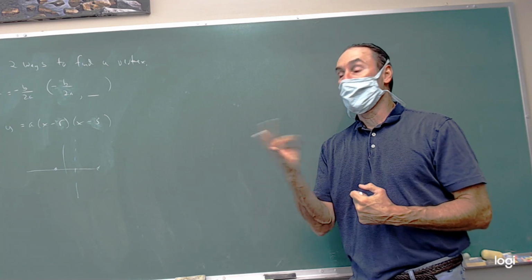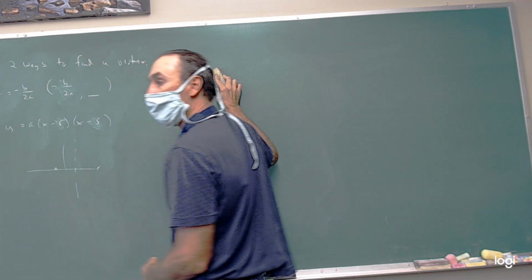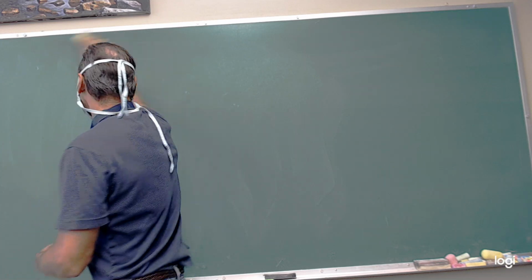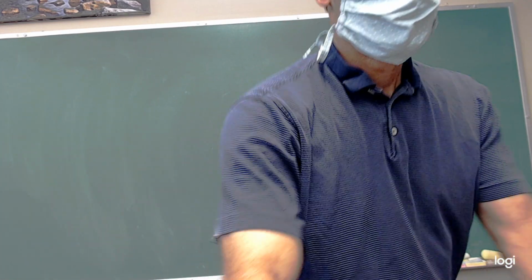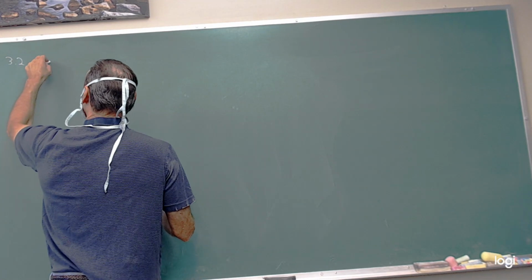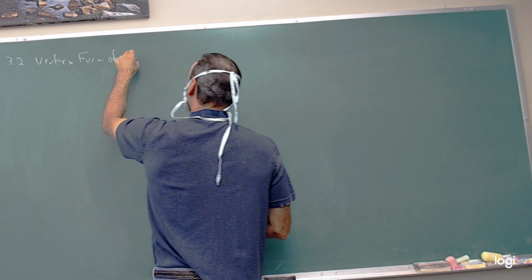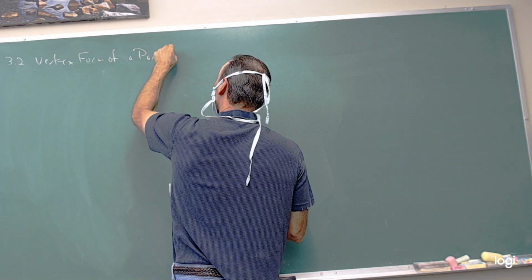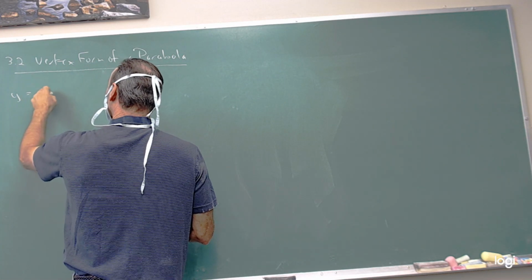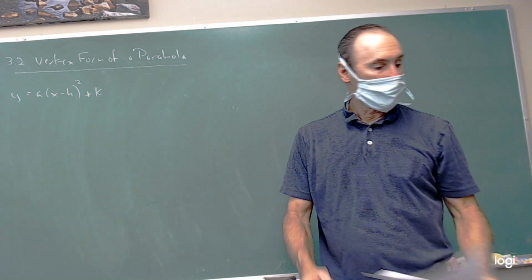Okay. Now we're going to get a third way of finding the vertex today. So we're going to put a parabola into vertex form. This is actually section 3.2 in our book, vertex form of a parabola. So vertex form is y equals a times x minus h squared plus k. That's known as vertex form.